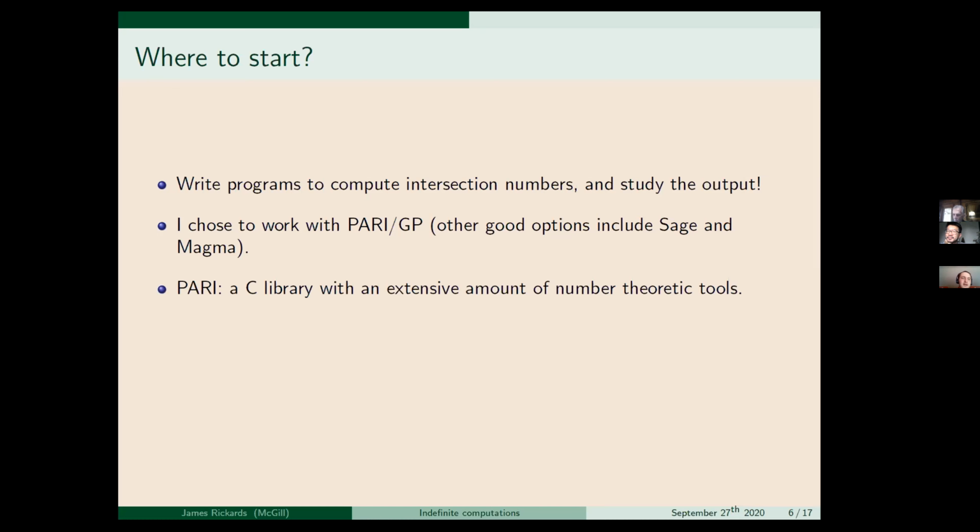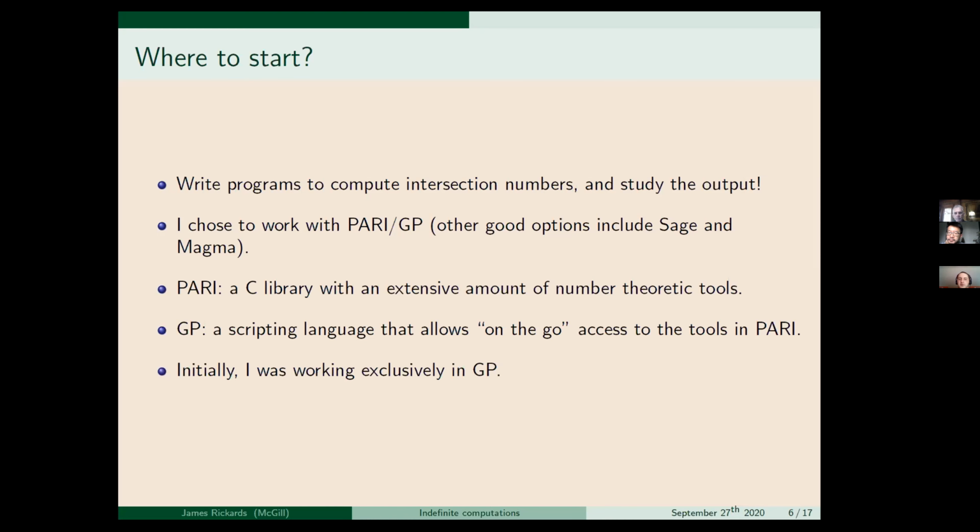So PARI/GP, why are there two things? Well, PARI is a C library with, as I said, a lot of tools. And the issue with C is you have to compile your program and then run it. So if you're just trying to explore, it's not as easy. GP is a scripting language that allows quick access to all the tools in PARI. So initially I was working exclusively in GP, but as I'll mention later, I'm going back and rewriting everything in PARI because it increases the efficiency by an incredible amount.